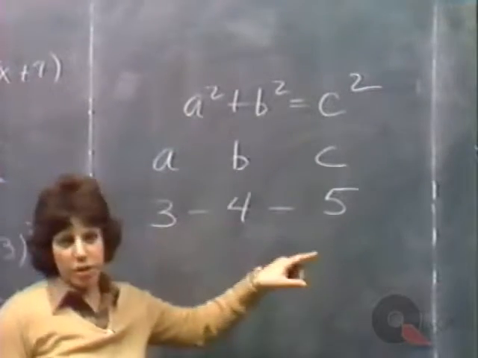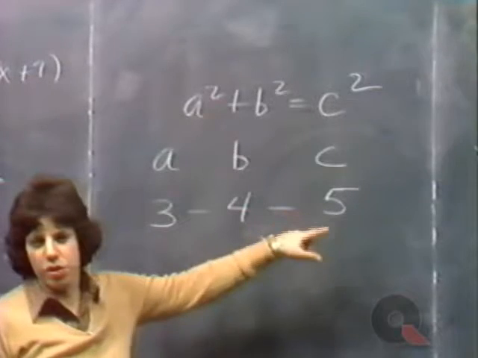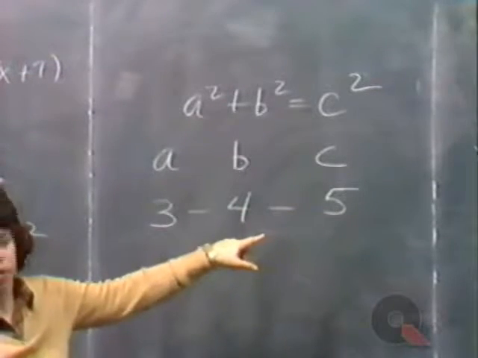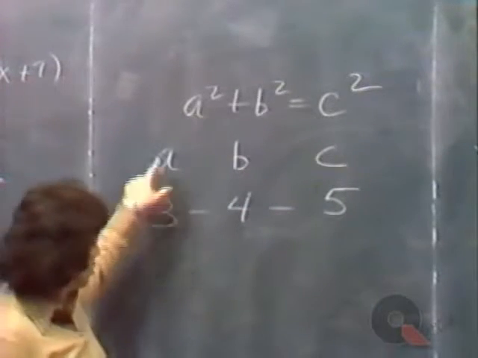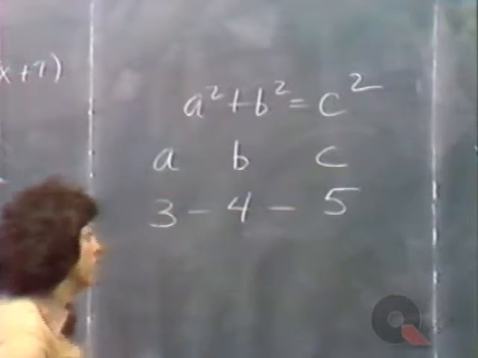If you knew, for example, that you had a right triangle and two of the sides were 3 and 4, then the third side would have to be 5. Okay, 3 squared, that's 9, plus 4 squared, 16. 9 plus 16 is equal to 5 squared, 25.